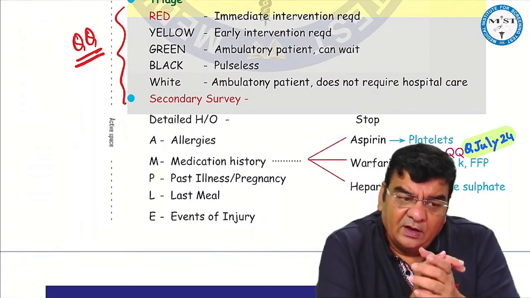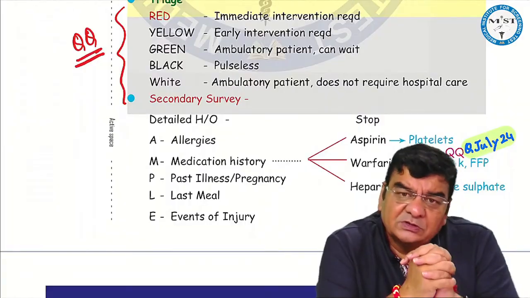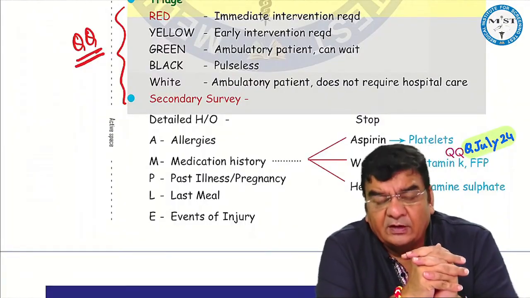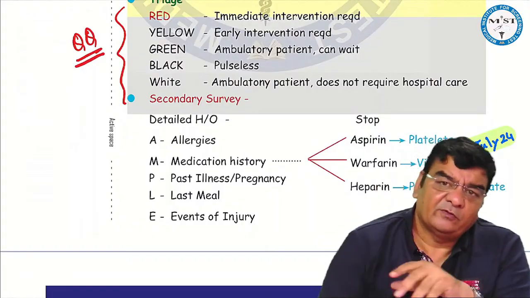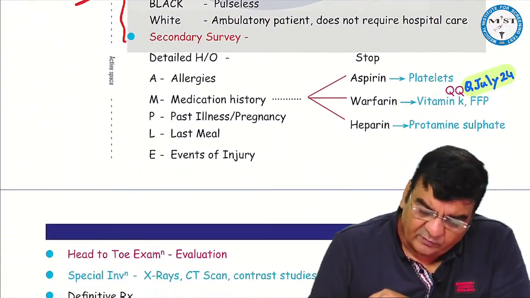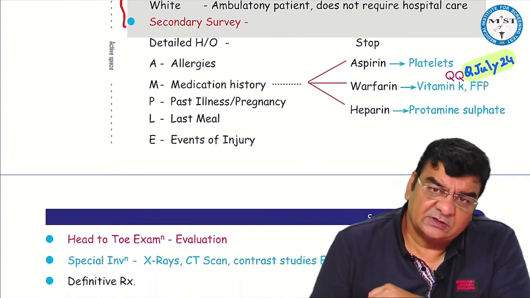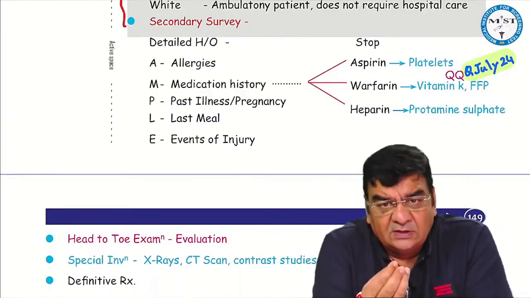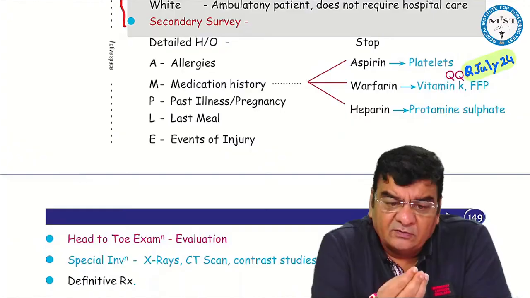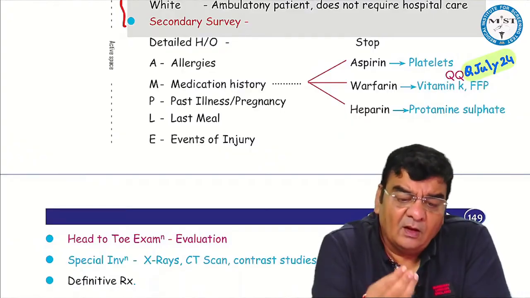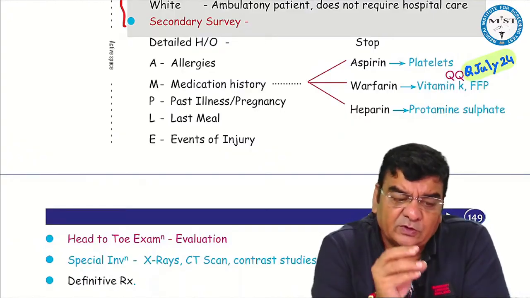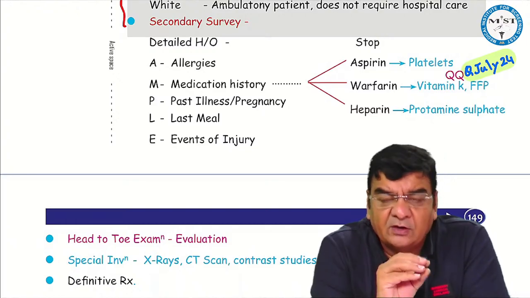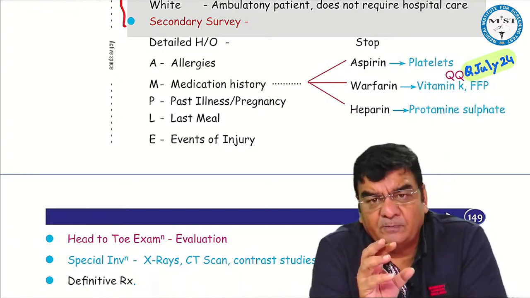If this trauma patient was taking some medicines which increase the risk of bleeding, like aspirin or maybe warfarin or heparin, then we have to immediately stop these medicines, and we might need to give counter medicines. Like if patient was taking aspirin, we should give platelets. If patient was taking warfarin, we should give vitamin K and fresh frozen plasma. If patient was taking heparin, we should give protamine sulfate.